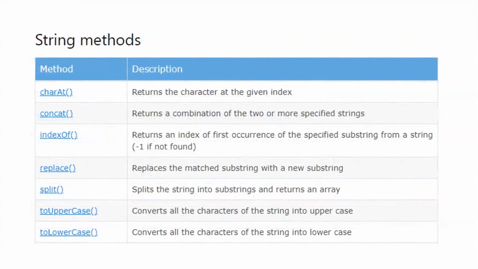The different string methods in TypeScript are: the method charAt returns the character at the given index. concat returns the combination of two or more specified strings. indexOf returns the index of the first occurrence of the specified substring from a string, and minus one if not found. The method replace replaces the matched substring with a new substring. And the method split splits the string into substrings and returns an array. toUpperCase converts all the characters of the string into uppercase. toLowerCase converts all the characters of the string into lowercase.